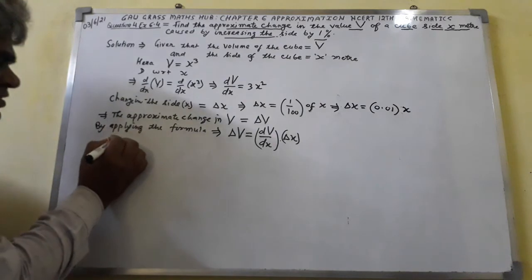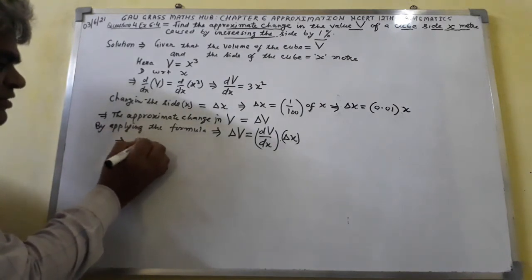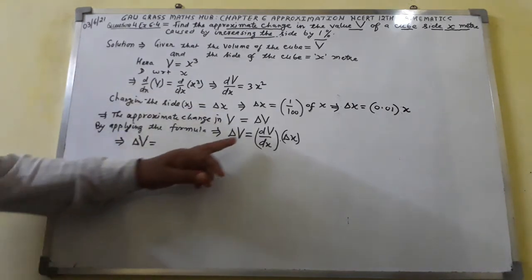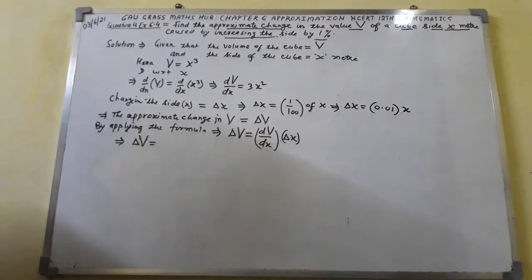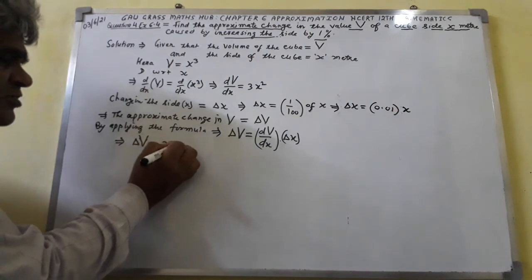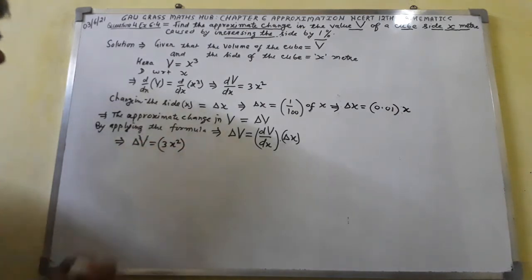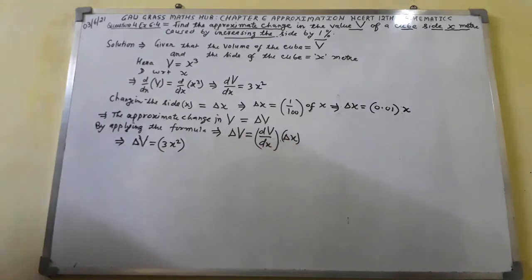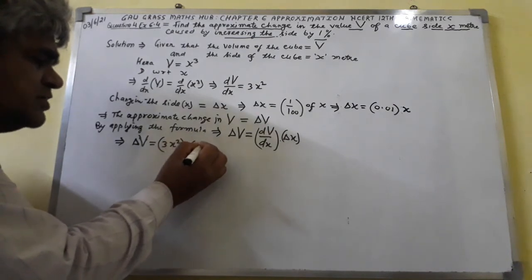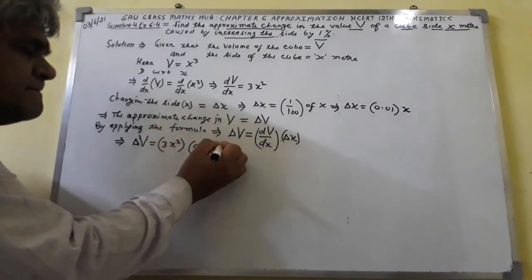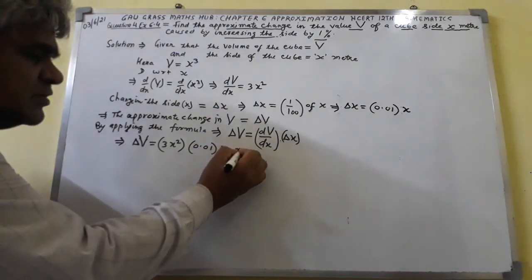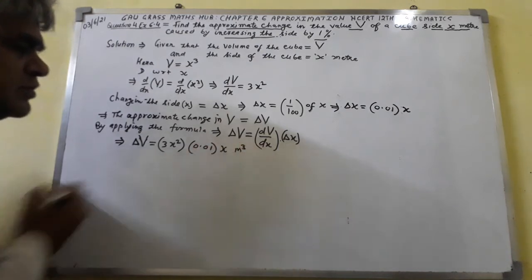Now find the value of delta V. Delta V is equal to, put the value of dV over dx, which is 3x square. Or put the value of delta x, for which I have got 0.01 dot x. Here write the unit, meter cube.